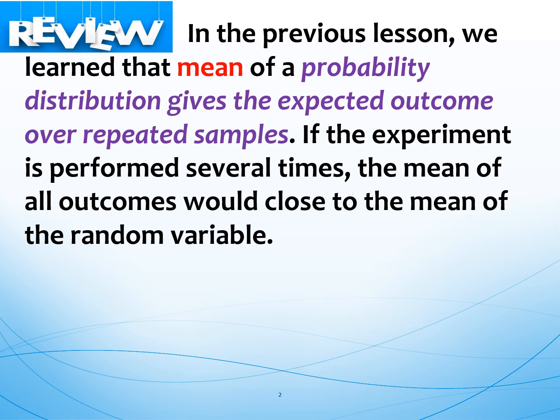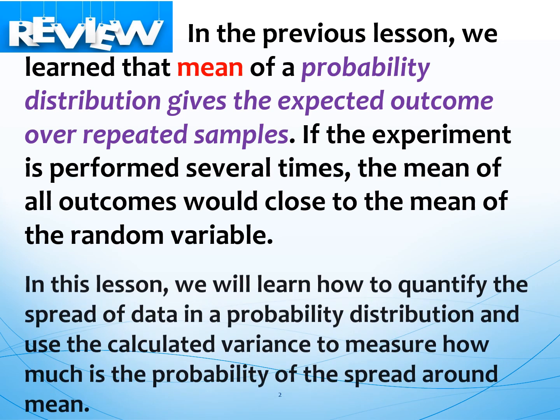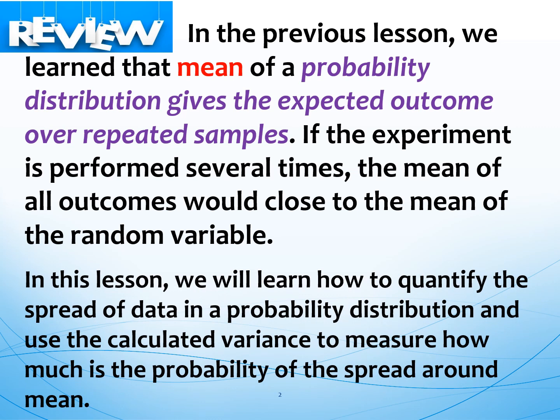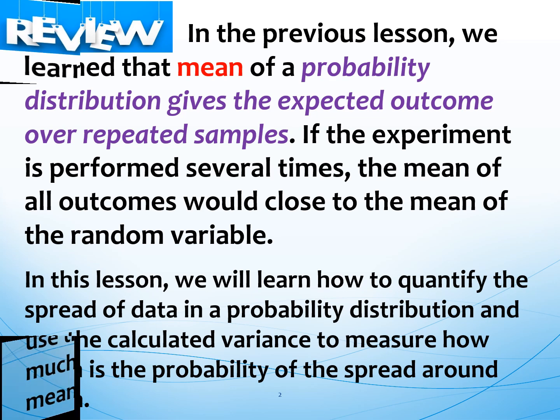So let's have a review. In the previous lesson we learned that the mean of a probability distribution gives the expected outcome of a repeated sample. So if an experiment is done several times, the mean of all outcomes will be close to the mean of the random variable. In this lesson, we will learn how to quantify the spread of data in a probability distribution and use the calculated variance to measure how much the probability spreads around the mean.